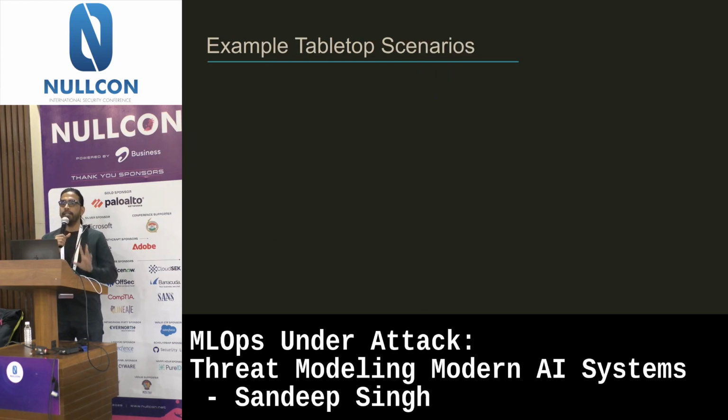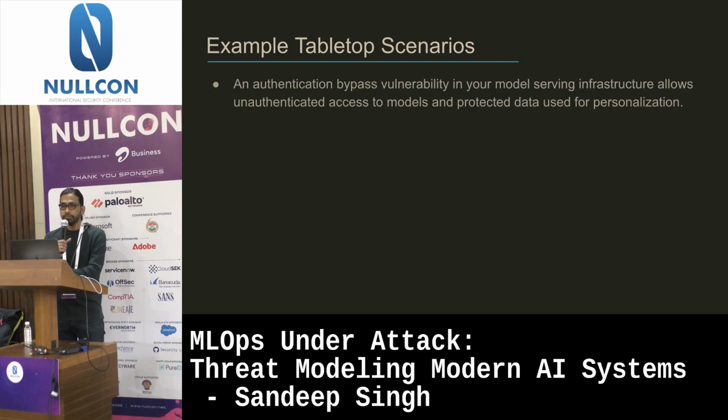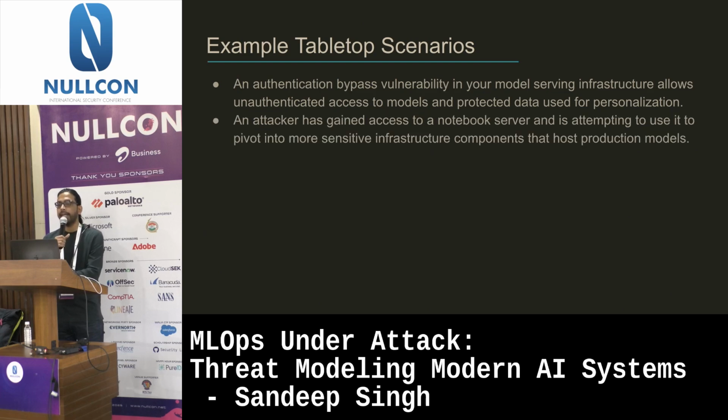So one minute. The thing to walk away from this is, let's say either you're about to get into bug hunting for MLOps platforms, or you're building inside your company, if you're securing, some tabletop scenarios are good mental things to think of. What happens if an authentication bypass issue in your model serving infrastructure allows unauthenticated access to the model? Think of this, build around this. An attacker has gained access to a notebook server and is attempting to use it for pivoting into more sensitive infrastructure components. Is this possible? How can you prohibit this?